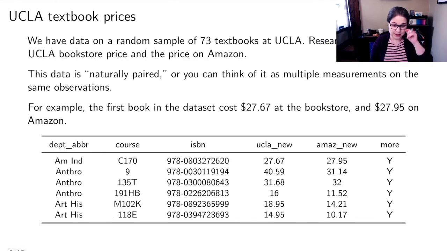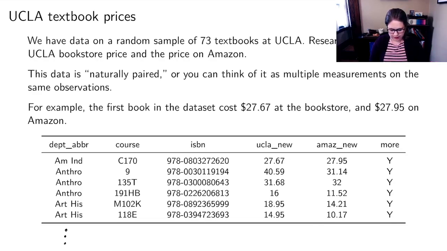And so I have an example here. This is data on a random sample of 73 textbooks from UCLA, which is where I got my PhD. I'm just showing you, I think, the first 6 rows of the data. There's 73 rows of data. Some researchers went out to the UCLA bookstore and found the price of a particular textbook, and then they found the same price on Amazon. This data is a few years old, but I think it's still interesting.